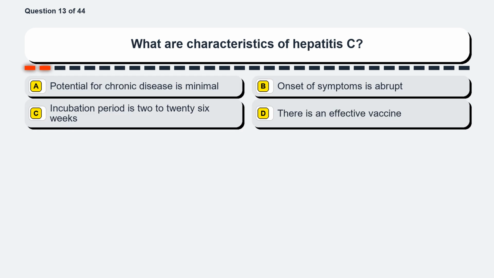Question 13. What are characteristics of hepatitis C? Option A. A potential for chronic disease is minimal. Option B. The onset of symptoms is abrupt. Option C. Incubation period is 2 to 26 weeks. Option D. There is an effective vaccine.